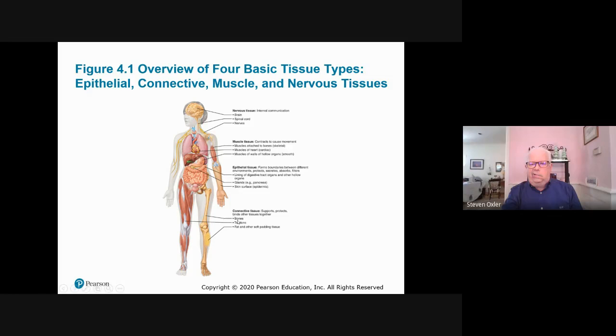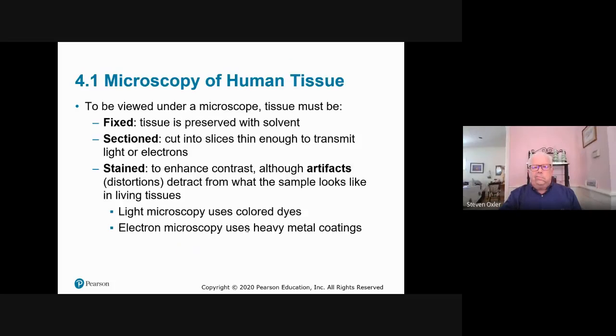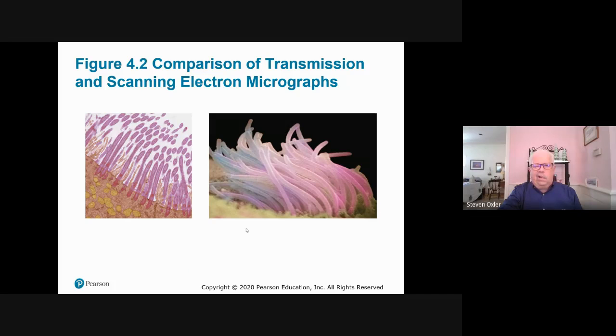Connective tissue you will learn is the most abundant tissue in your body. It supports, it protects. Bones, tendons, and fat are known as connective tissue. Don't worry about microscopy. You're not going to be looking under a microscope in this class. You will in your lab, but I'm not going to ask you any questions on microscopy of human tissue. That's a lab question, not a class question.